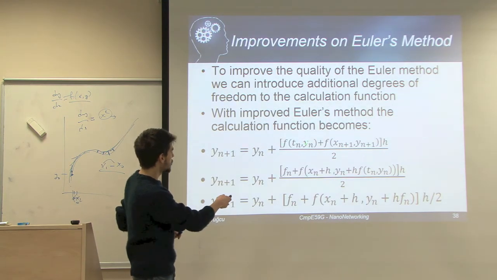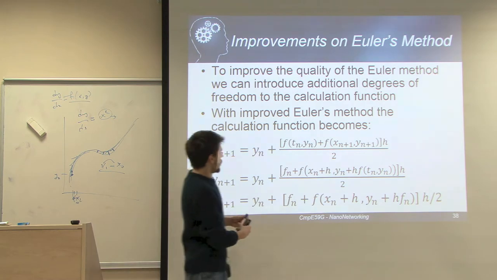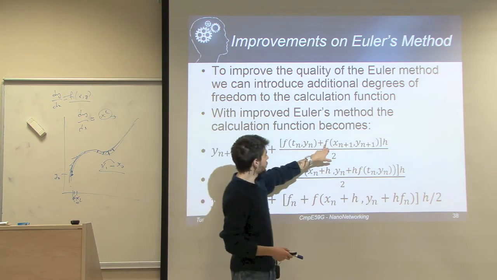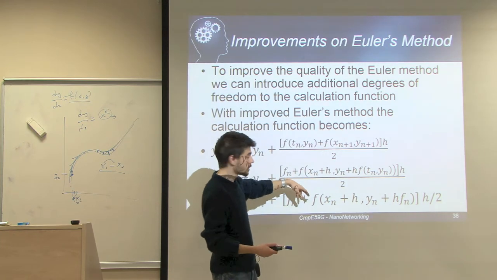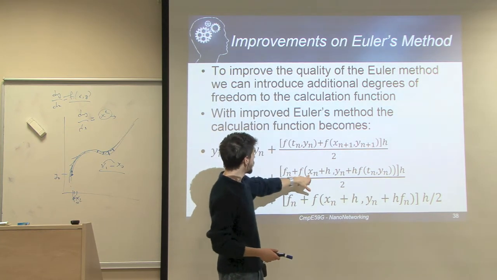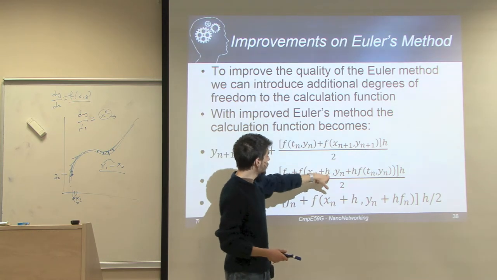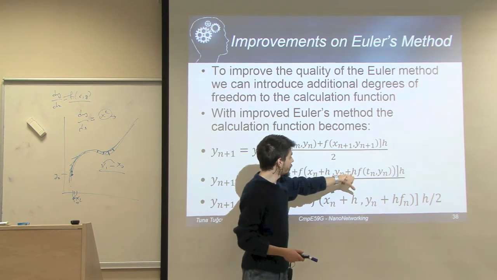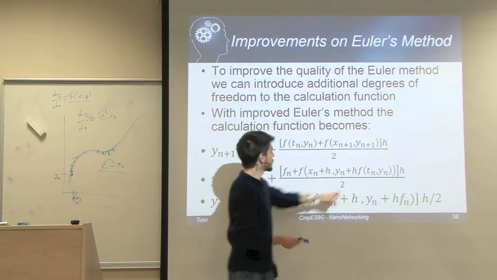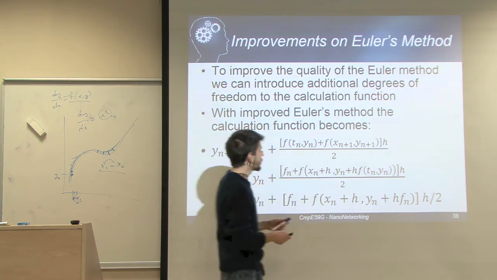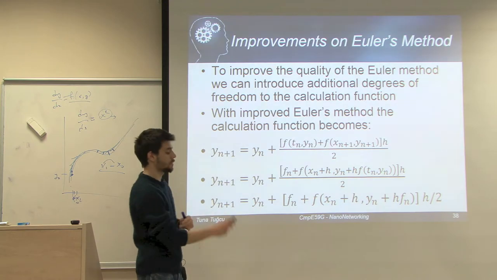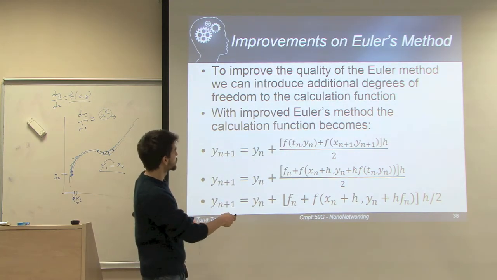So this propagates like that. And for f x n plus 1, you approximate it again with f x n plus h, y n plus h times the old f x n y n. This should have been x. I will correct the slides before I post them.